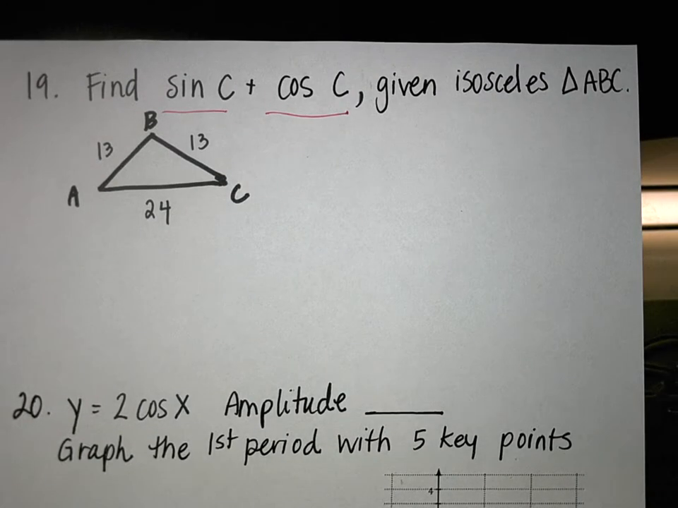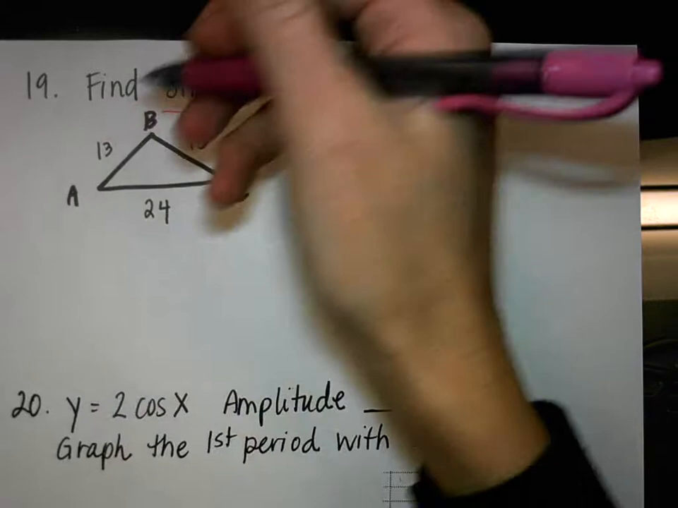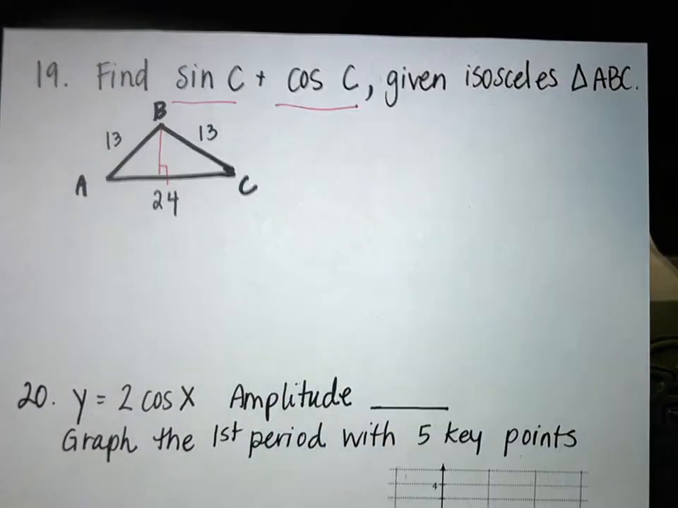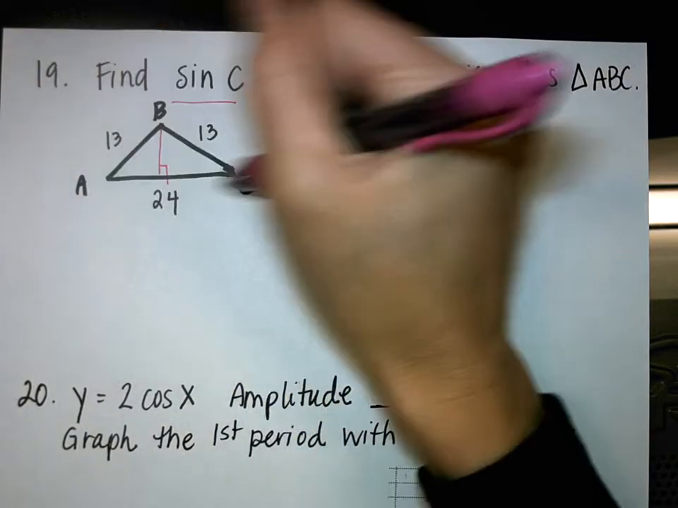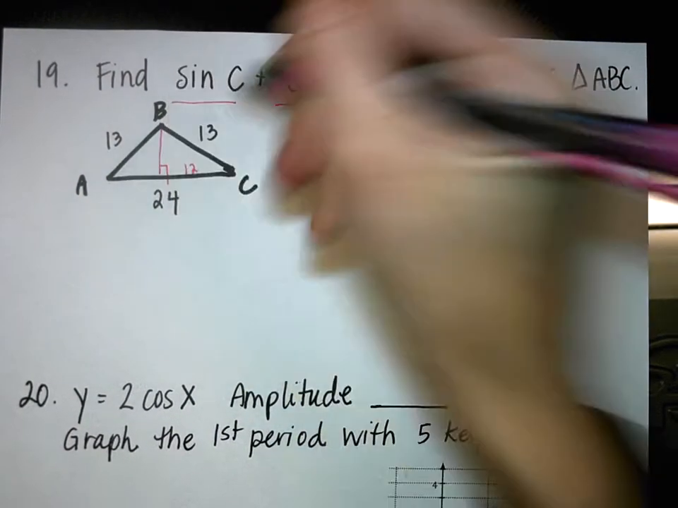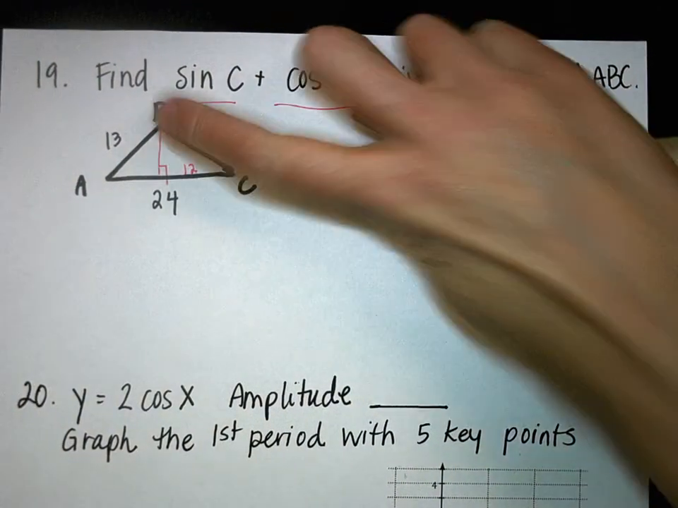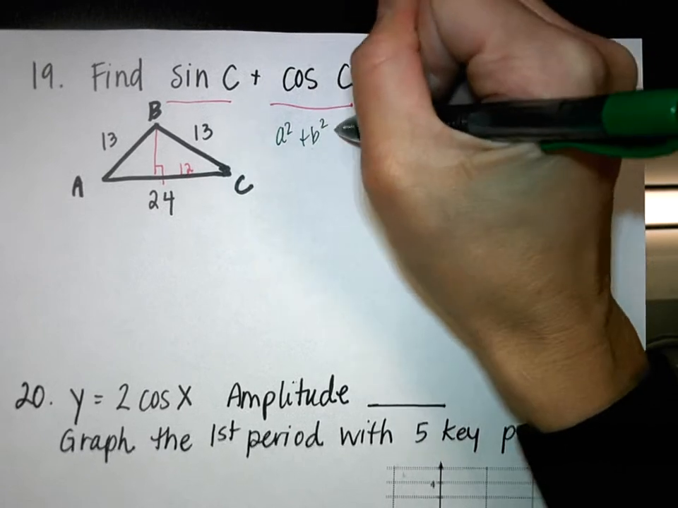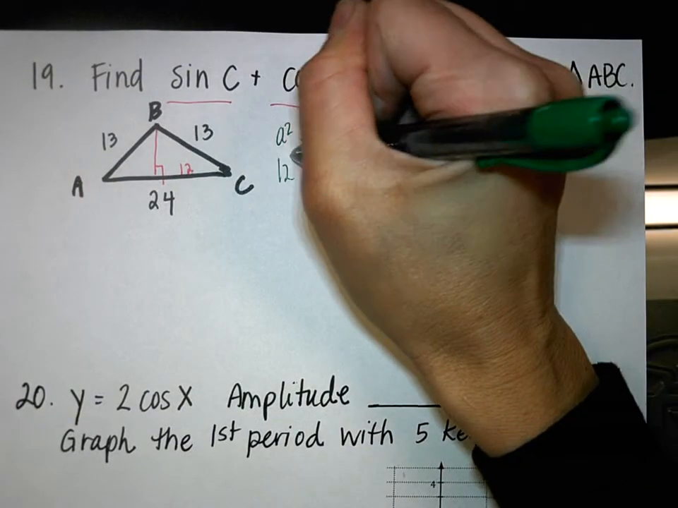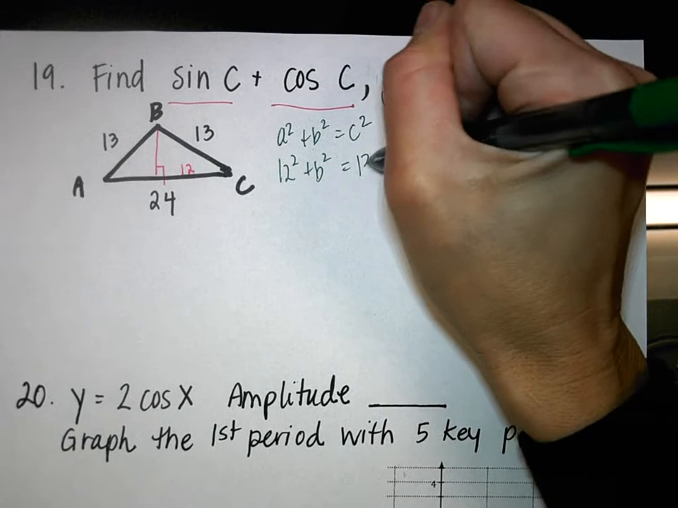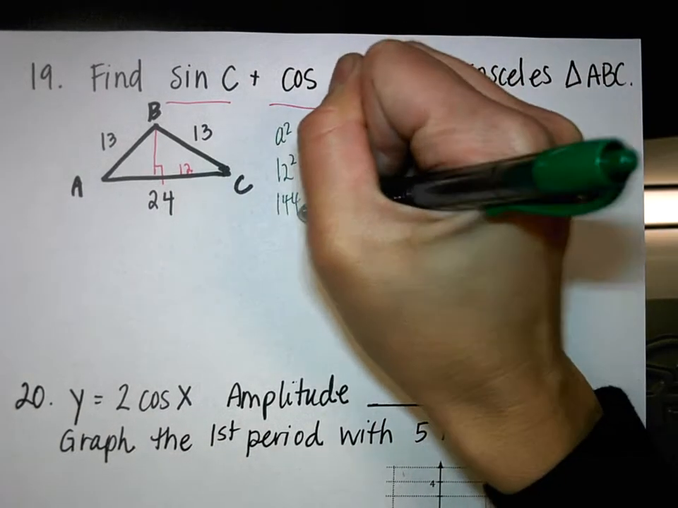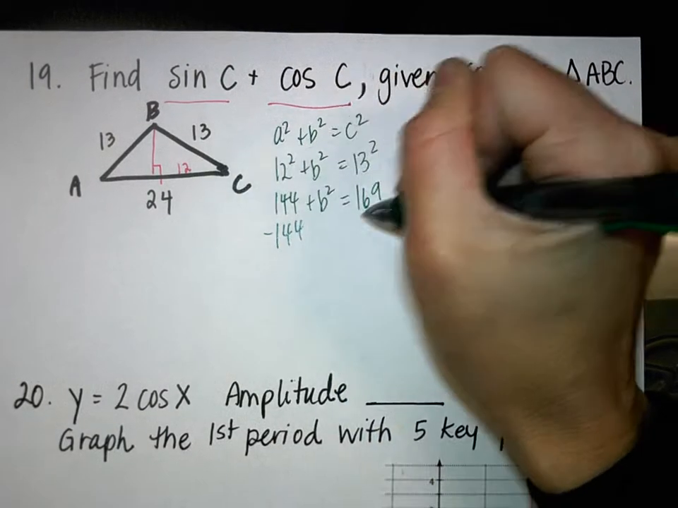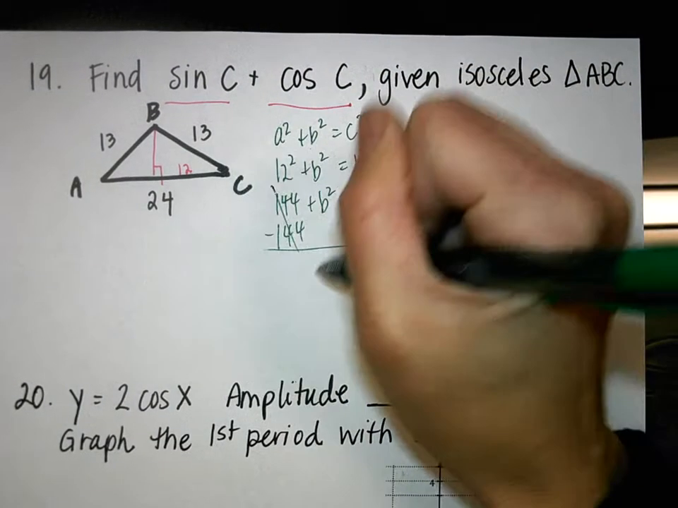In order to find sine of c, we need a 90-degree angle, and so we are going to bisect this, make a perpendicular line that's a 90-degree angle, which will cut this side in half and make this side 12. And so we need to find this side. We can find it using the Pythagorean theorem. A squared plus b squared equals c squared. So I have 12 squared plus b squared equals 13 squared. 144 plus b squared equals 169. Subtract 144 from both sides, and we find that b squared equals 25.